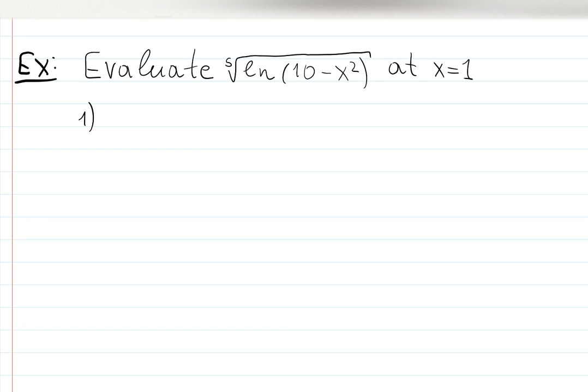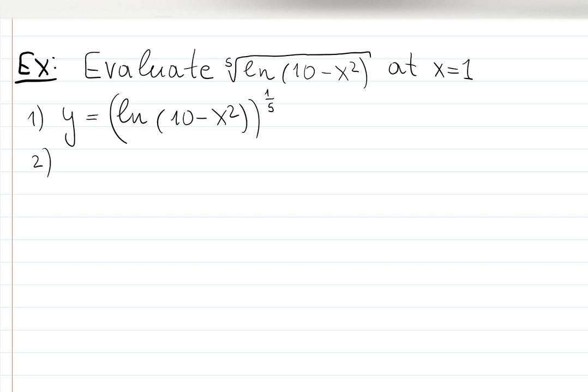If I see a fifth power root, I would like to rewrite it as natural log of 10 minus x squared, everything raised to the 1/5. Then this is a new function now I'm working with. Step 1. And I think now it's more straightforward how to differentiate it.